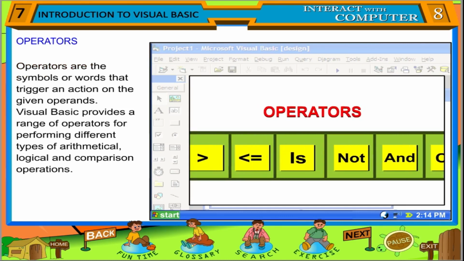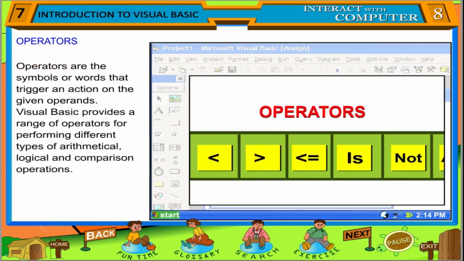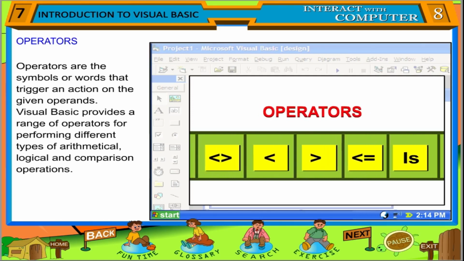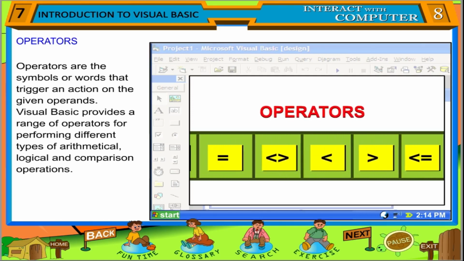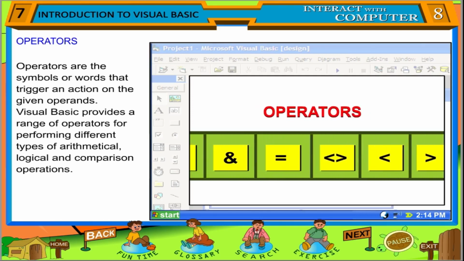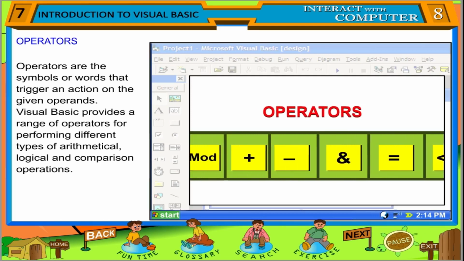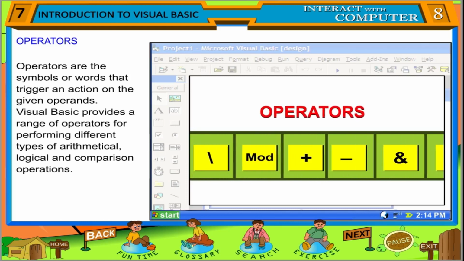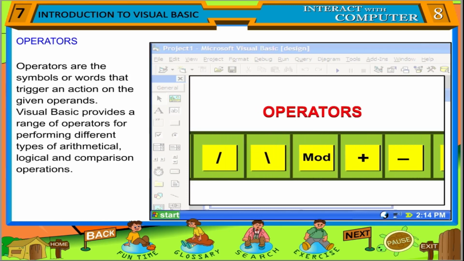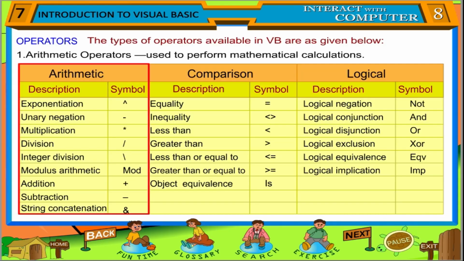Operators. Operators are the symbols or words that trigger an action on the given operands. Visual Basic provides a range of operators for performing different types of arithmetical, logical, and comparison operations. The types of operators available in Visual Basic are as given below.